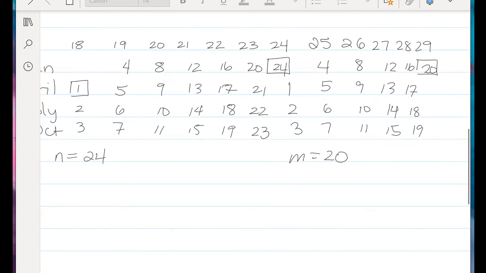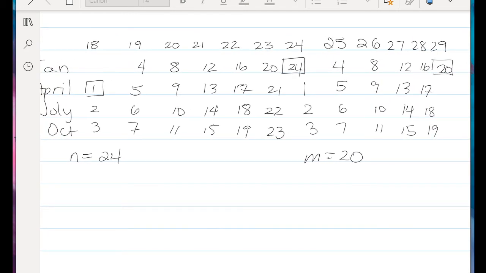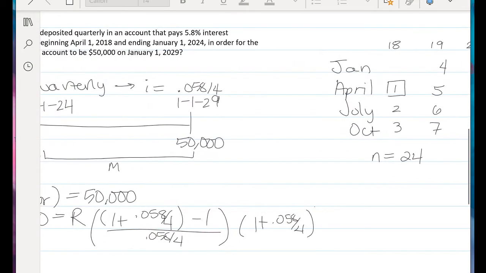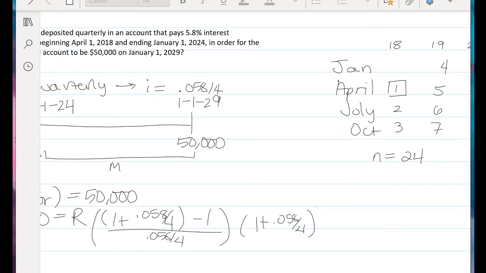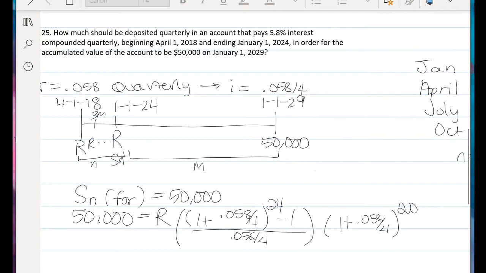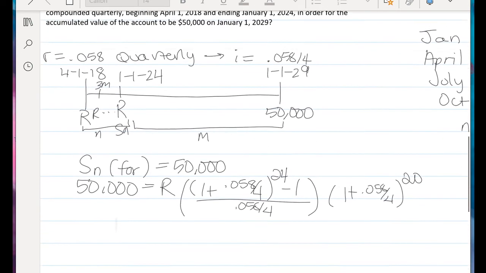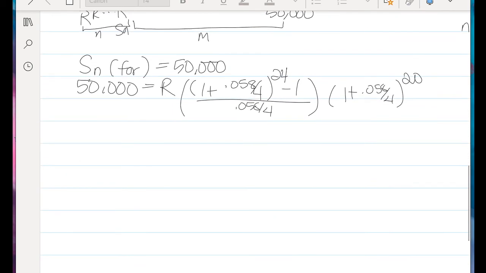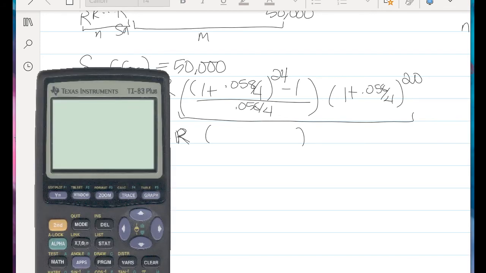So now that we know those two pieces, and again, I did the chart method, you don't have to do the chart method. We're going to move it over here. So here we should get 24, and here we get 20. And we're just going to scoot this up a little bit. So now we have 50,000 equals R times this giant thing, this whole mess, is our coefficient, which is a little different than what we've done before.